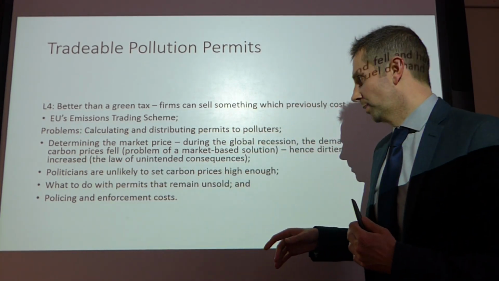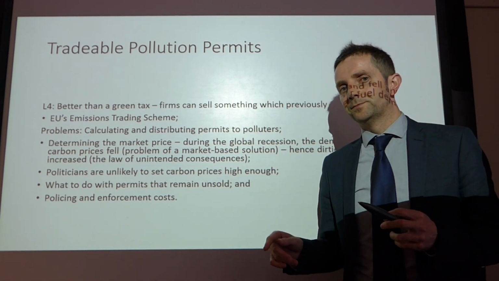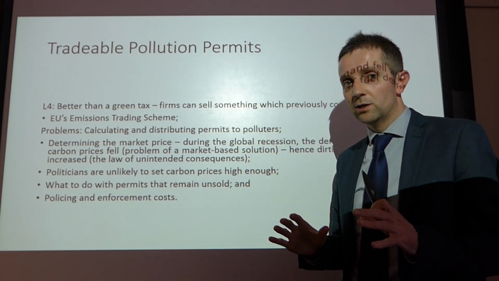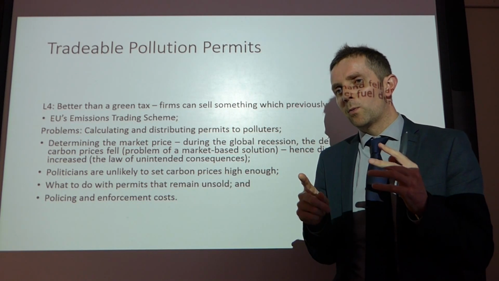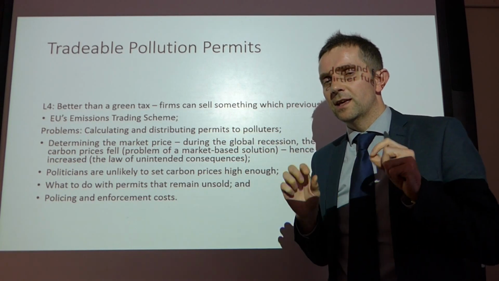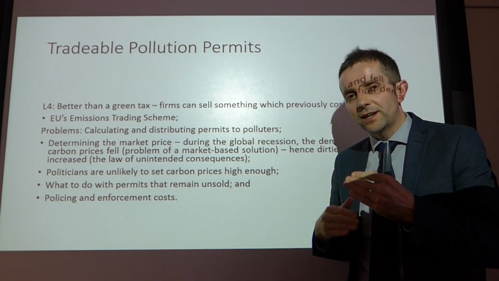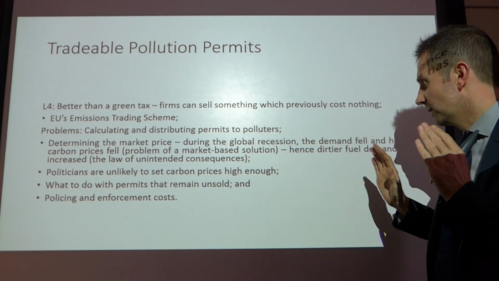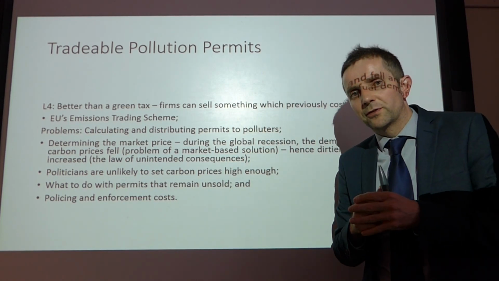How do you determine the market price? So, for example, and this is a very interesting point, during the global recession, the demand for these permits actually fell. And as a consequence of that, the global carbon price actually fell as well. And so that created, there were a couple of things there really. Number one, because the price of the permits was not as high as initially anticipated, then the incentive for firms to change their behaviour was very much reduced. And then secondly, as a consequence of that also, i.e. the fact that the carbon prices were lower, the demand for dirtier fuels actually increased. Paradoxically, the demand for dirtier fuels actually increased.